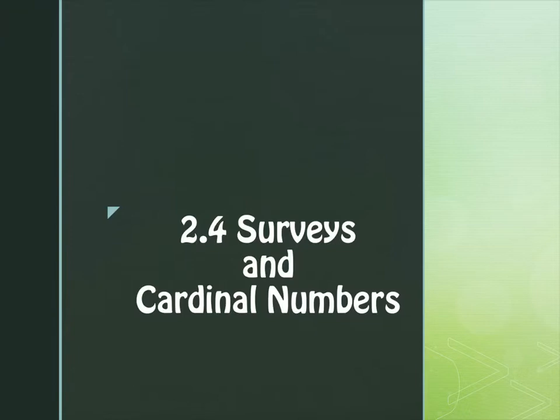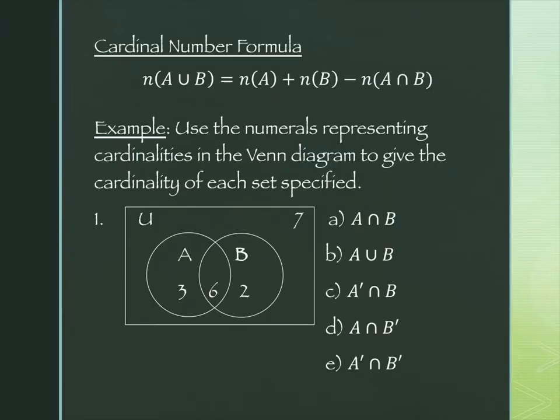So these are true application problems that show how Venn diagrams can truly be used for certain contextual situations. So we're going to start first with the cardinal number formula. The cardinal number formula tells us how we can count items in sets. So it says that the number of items in the union, A union B, is equal to the number of items in A plus the number of items in B, and then minus the number of items in the intersection.